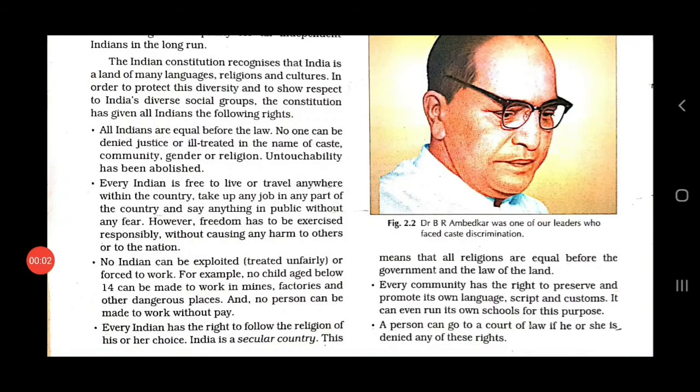Moving towards the fourth point. Every Indian has the right to follow the religion of his or her choice. Every Indian citizen has this choice that they can follow the religion which they want. Understood? And you all know that India is a secular country. Now what does this mean? This means that all religions are equal before the government and the law of the land. Like each and every citizen is equal in the eyes of law, in the same way all religions are equal in the eyes of government, or you can say equal before the government and the law of the land.